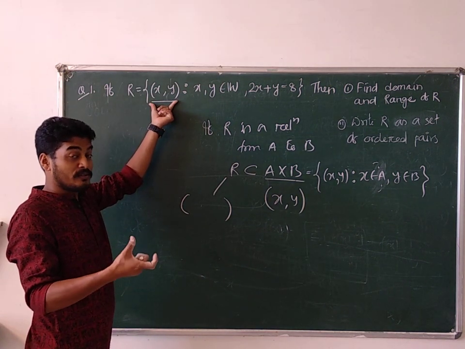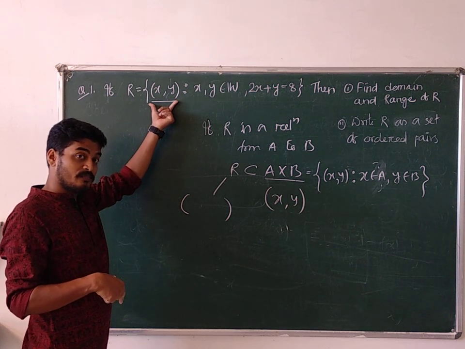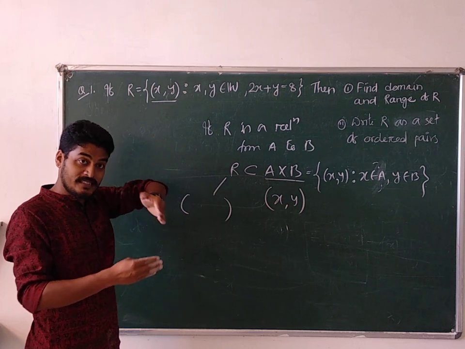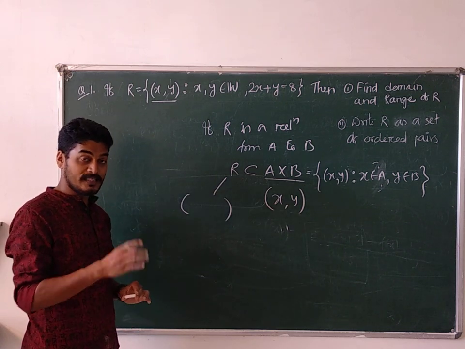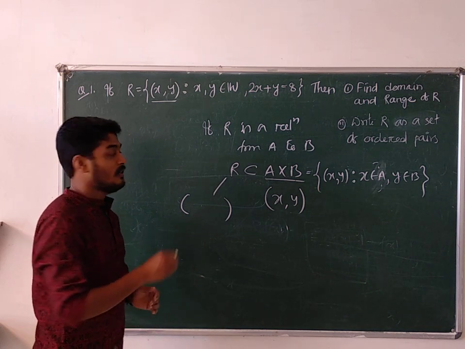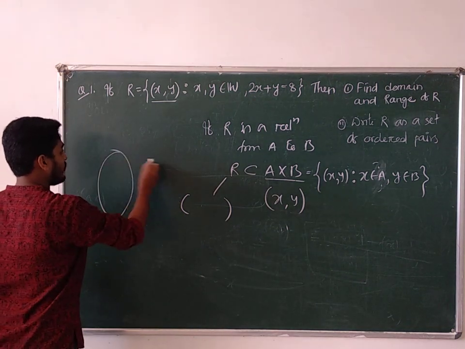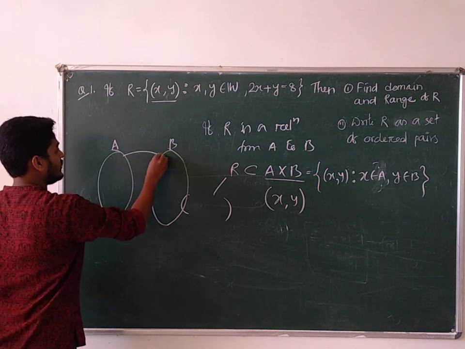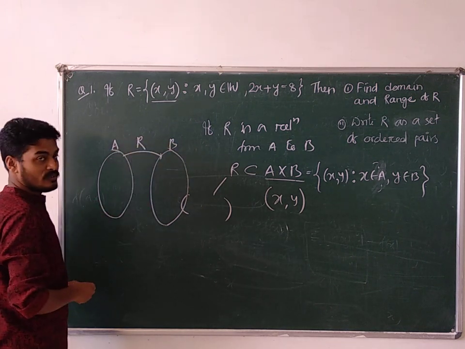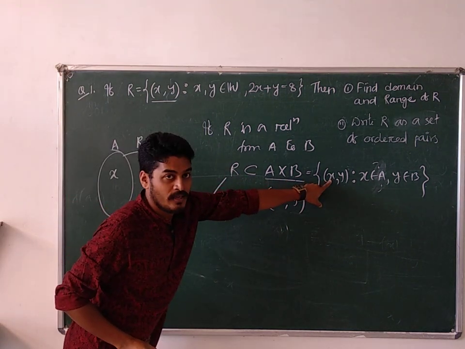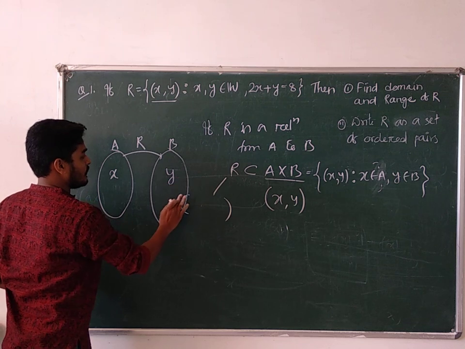Any set of ordered pairs is always a relation. What is the relation between X and Y? In that relation, one specific criterion should be there: the first component as well as the second component. So we can easily draw an arrow diagram to visualize it. Suppose A is a set and B is a set. If R is a relation from A to B, the elements of the first set are always represented by X and Y always belongs to B.